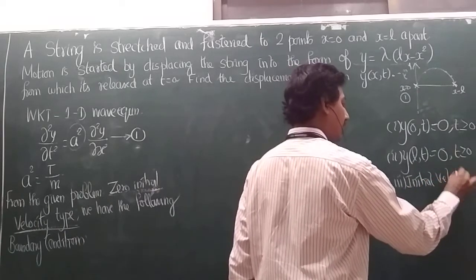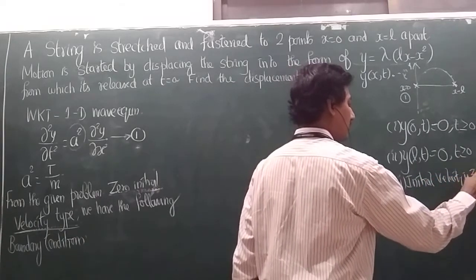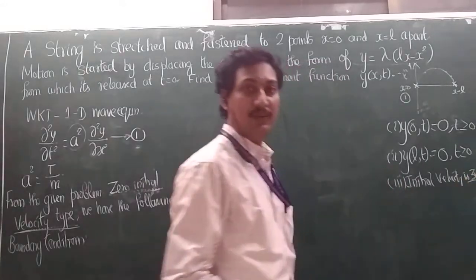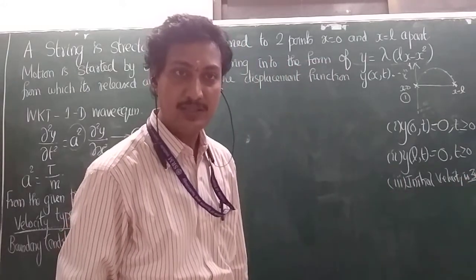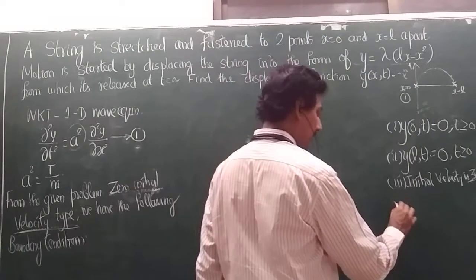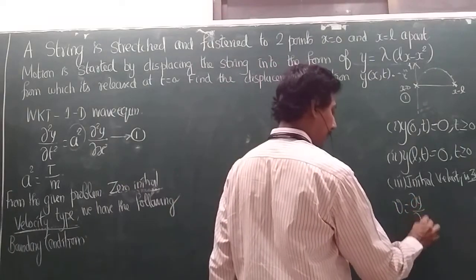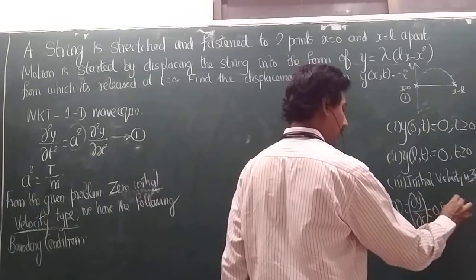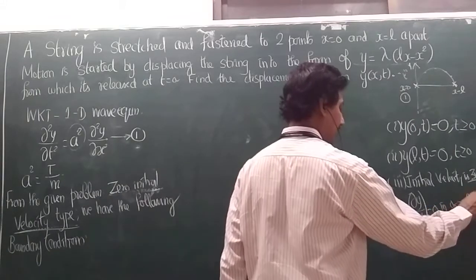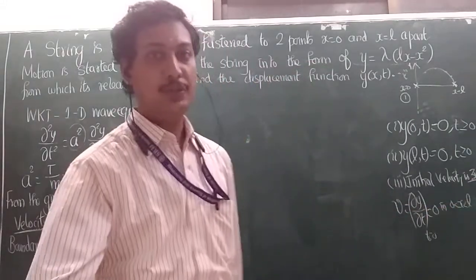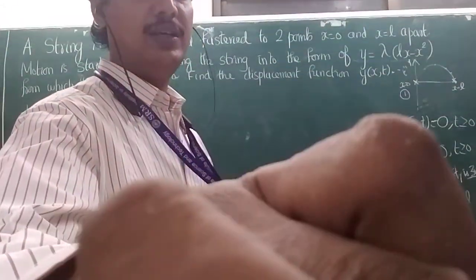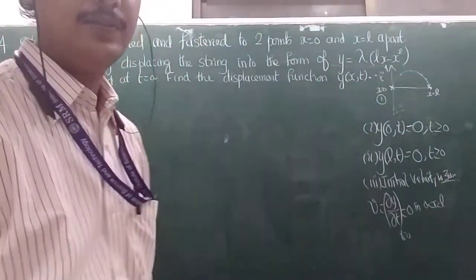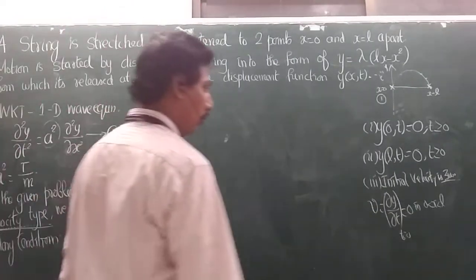Initial velocity is 0. What does that mean? v equal to ∂y/∂t at time t equal to 0 is equal to 0, in between 0 less than x less than L. It's clear? Now, what is the fourth one?